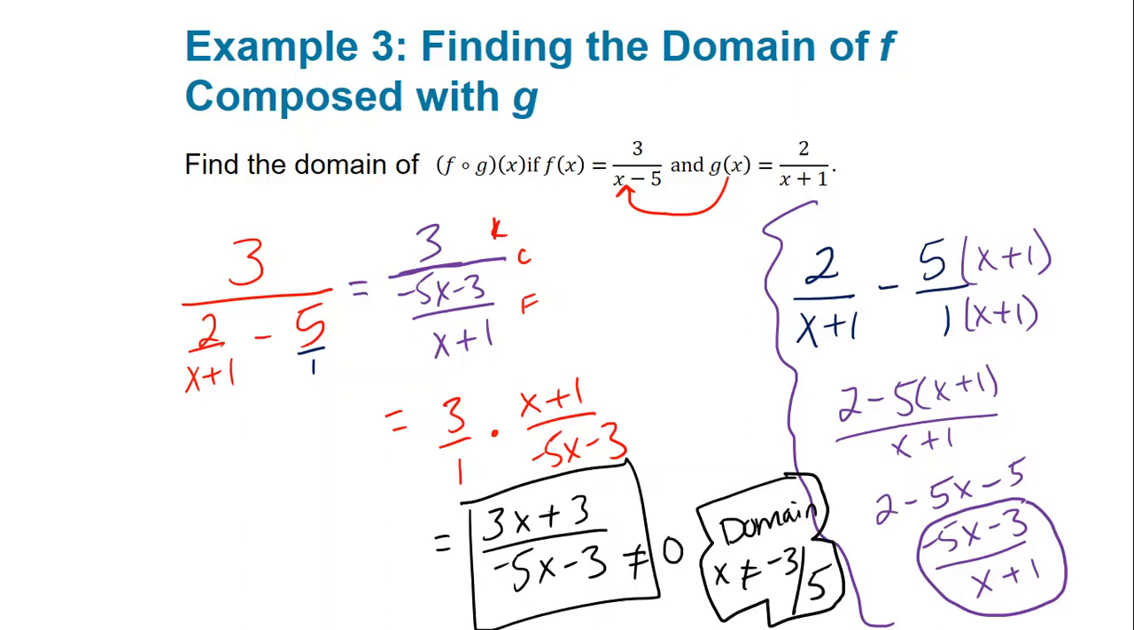The denominator does not equal 0. That's so that you can remember that it's what x cannot equal. So when I say not equal to 0, remember what x cannot be. You can write x equals 0 in your mind. On your test, you would write: Domain is x cannot equal negative 3/5.